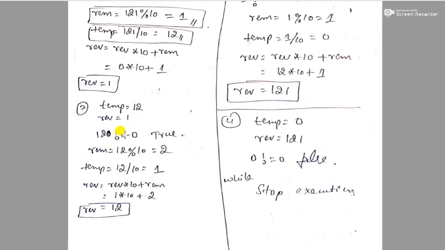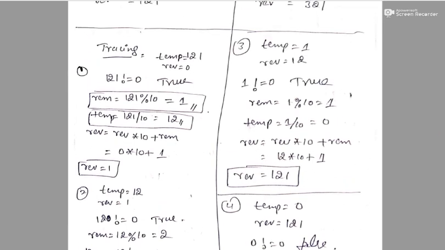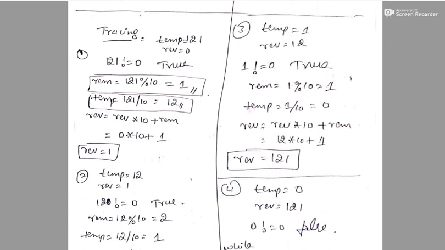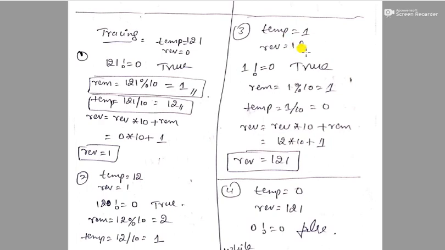So what's the reverse value now? 1. 1 into 10 plus 2. Remainder value is what? 2. So here both arithmetic operators are there. Which one will execute first? Which one do we give first priority? We give first priority to multiplication. That's why 1 into 10, 10 plus 2, 12. So now reverse value becomes 12. For the next iteration, temp value is what now? 1, and reverse value is 12.